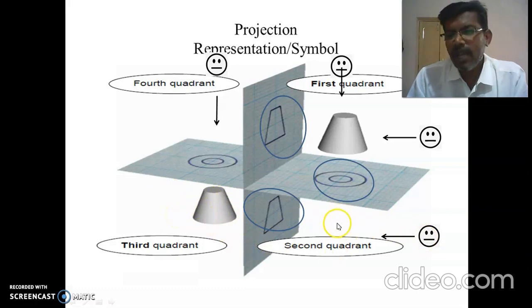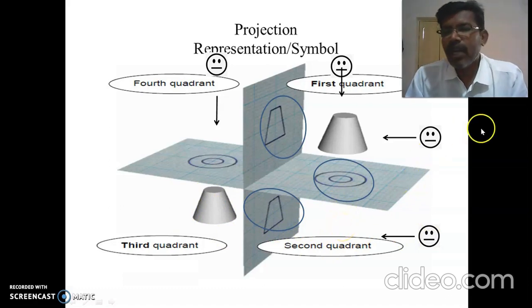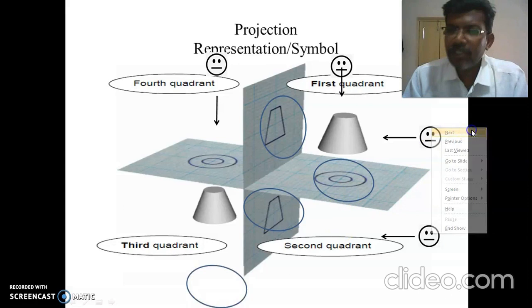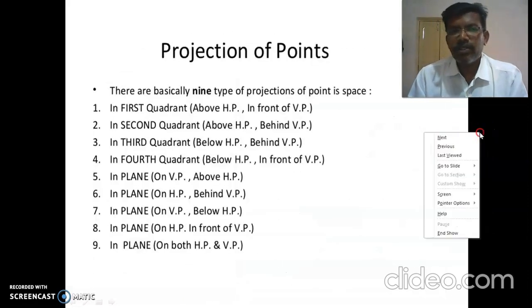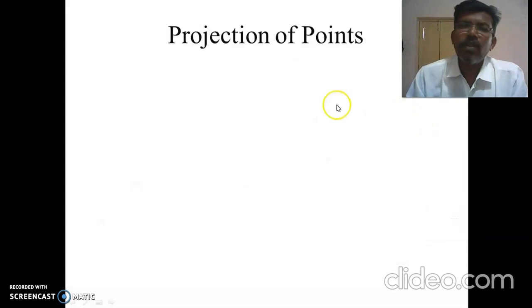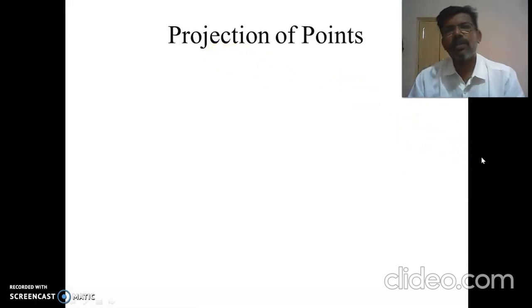And if you take the same object here, the condition is in front of the vertical plane and below the horizontal plane. So these are the different conditions that you are going to get. We'll go directly to an example problem, that is the projection of points. So first of all, what is the procedure?